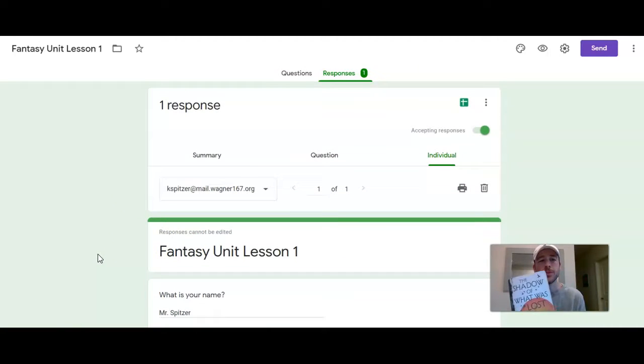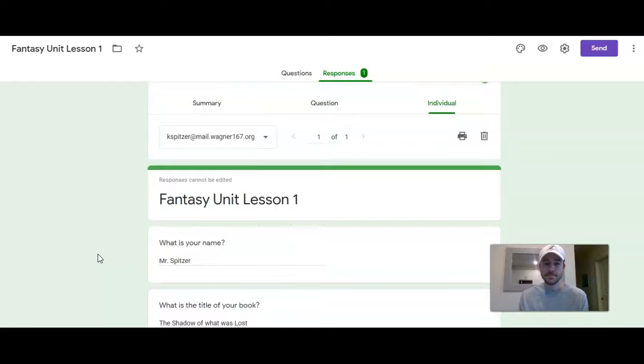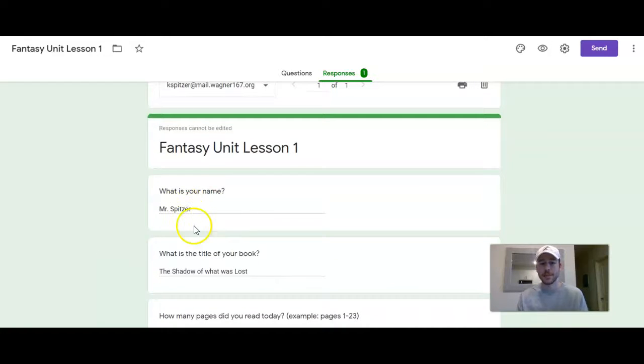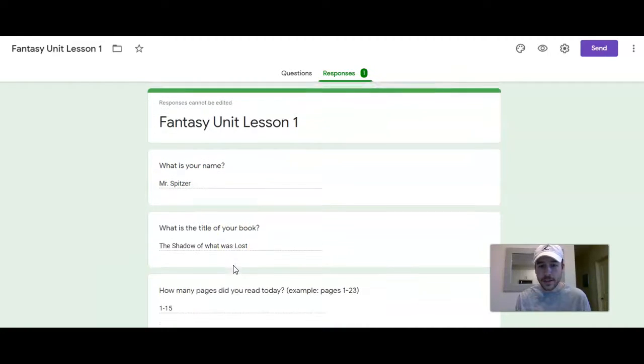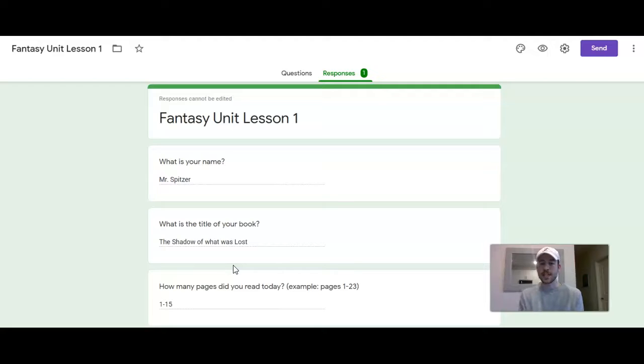So when you get to the fantasy unit lessons and what's going to be asked of you, after you read, you're going to fill out this form. So I filled out my name, what is the title of the book, how many pages did you read today? I only read from pages 1 to 15 in 30 minutes because I was doing my work alongside of that, but you're going to fill out how many pages you read for that day.